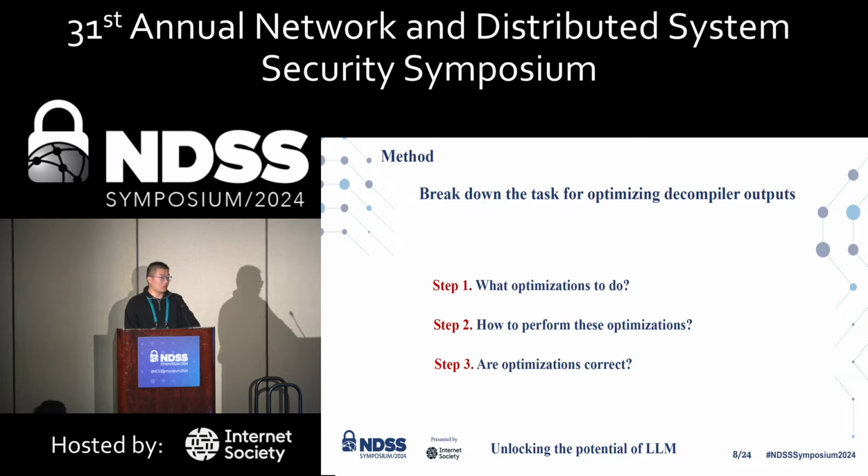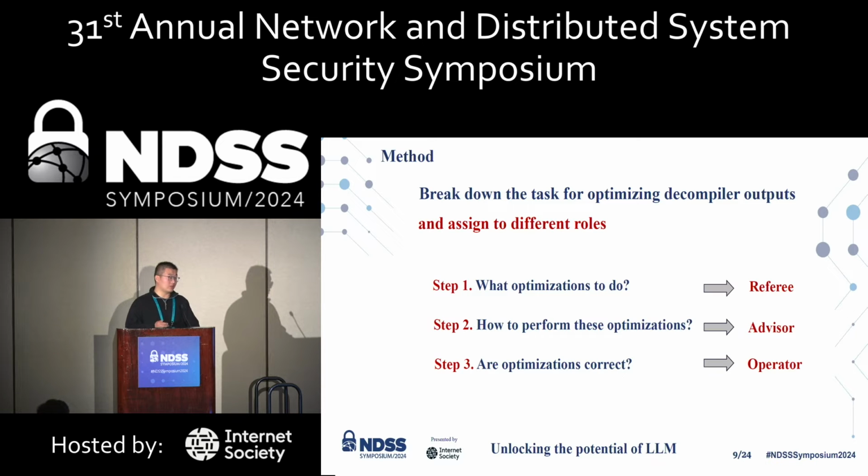First, let's talk about how to unlock the potential of large language models. We break down the task of optimizing decompiler outputs into three steps. The first step is to decide what optimizations to do. The second is how to perform these suggested optimizations. The third is to check whether the optimizations are correct. And we assign these three steps to three roles, which are referee, advisor, and operator, respectively. We call this the three-role model.